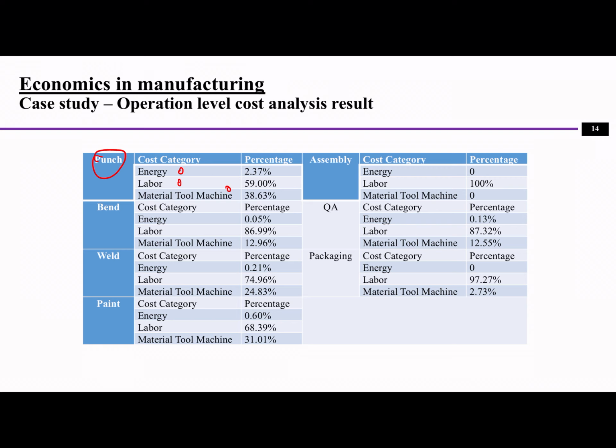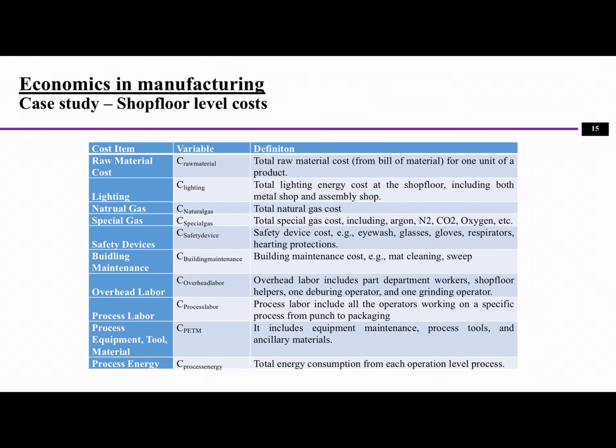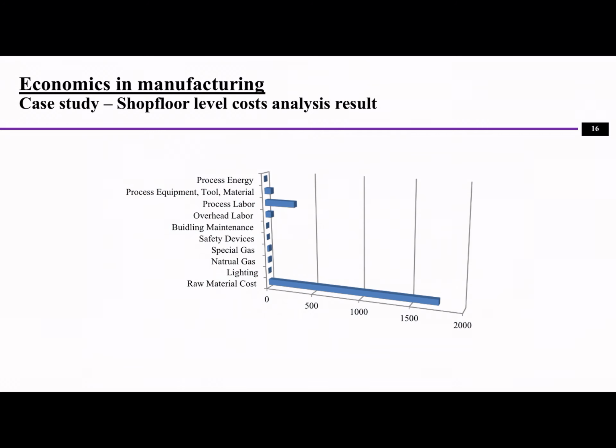You analyze different things and try to find out what percentage of the cost is for each process. Then you can probably find some of the bottlenecks or weaknesses and seek improvements. All right, for the shop floor level cost, same: you also need to define all these variables related to different cost items and make sure you have a good definition. After you build this big Excel file or cost model, you can generate some results from an analysis.